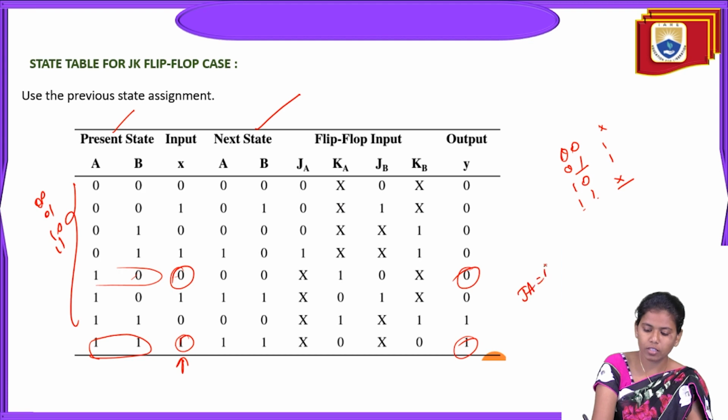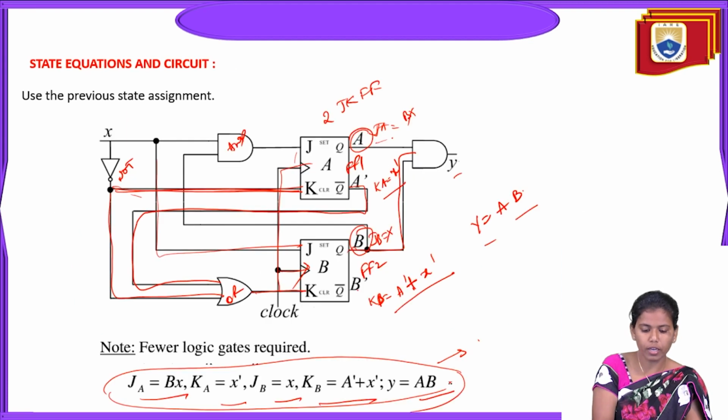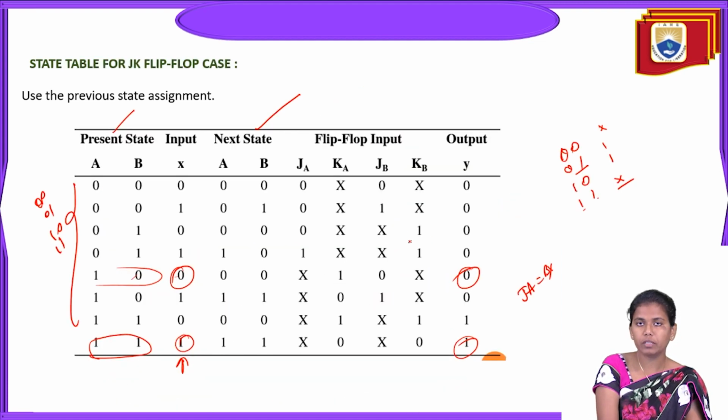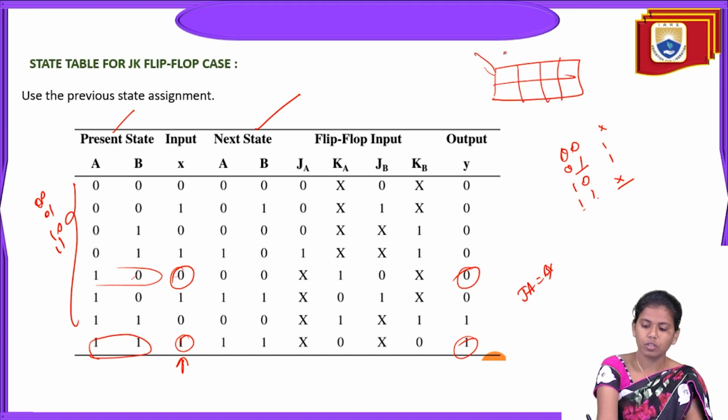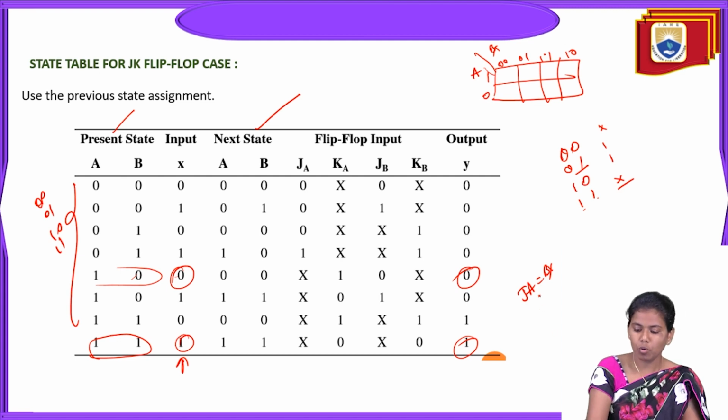So JA is equal to BX. Here one thing we have to remember is the Karnaugh maps should be drawn with respect to BX and A, with 0 0, 0 1, 1 0 and 1 1. Here it is 1 and here it is 0. So what we got, J is equal to BX, somewhere around here.